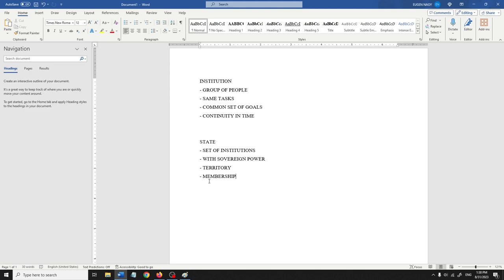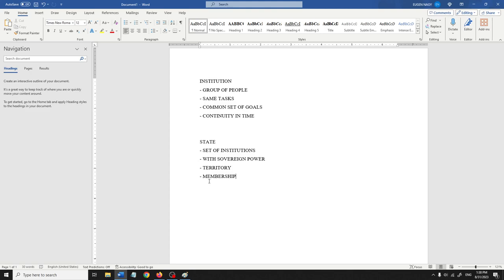For example, the United Kingdom is a multinational state. The United Kingdom is a state, but it has several nations within it, meaning several groups of people with different characteristics: Northern Irish, English, Scottish, Welsh. Those are different nations. So a nation is a group of people with common cultural characteristics. A state is a set of institutions with sovereign power over a territory and a membership. These two are not the same reality, okay? One is a set of institutions, and it doesn't matter who they rule over. So keep this in mind.